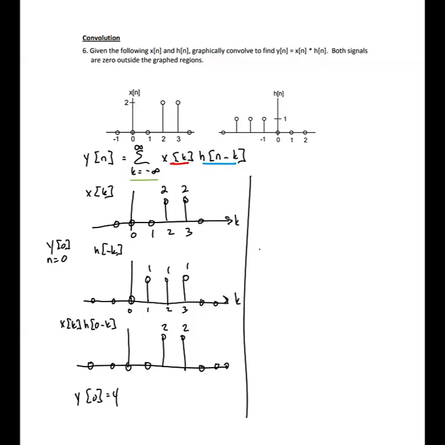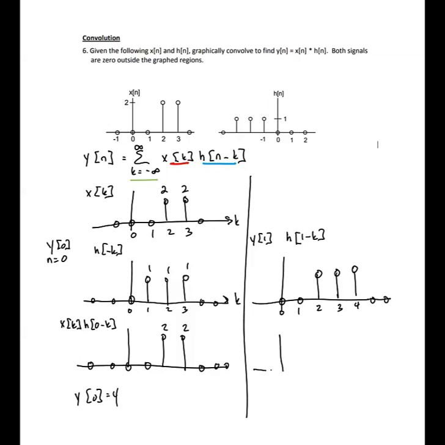Now we're going to do the same thing, but we're going to find y of 1, which will just take this and shift it to the right by 1. In other words, what we're going to graph is h of 1 minus k. Shifted to the right, our 3 values are now occurring at 2, 3, and 4.